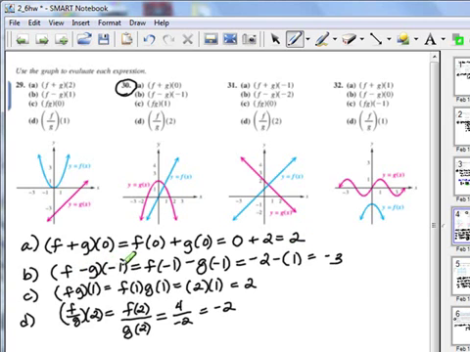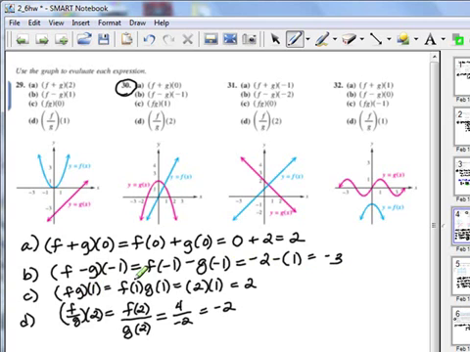F minus g of negative 1 means to do f of negative 1 minus g of negative 1. Again, for f of negative 1, we look at negative 1 on the x. We have to go down to meet the graph, which is at negative 2. Then we subtract off what g of negative 1 is. For g of negative 1, we go up, which is 1. So negative 2 minus 1 is negative 3.